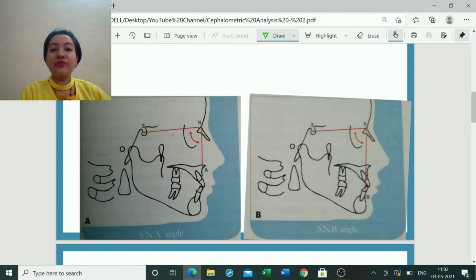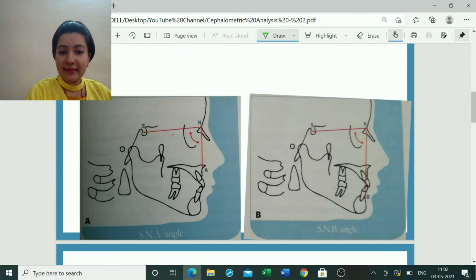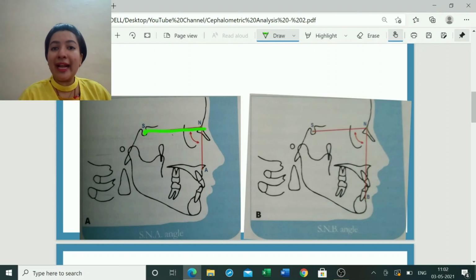So moving on to the very first parameter which was given by Steiner, that is your SNA. Okay, so SNA, SNB, A and B, all of you must be very much thorough with it. So just remember that these were given by Steiner. So the first analysis is SNA analysis, which is formed by joining the SN line, which is your anterior cranial base, with the NA line. Okay, when these two planes intersect each other, we get an angle which becomes your SNA angle.